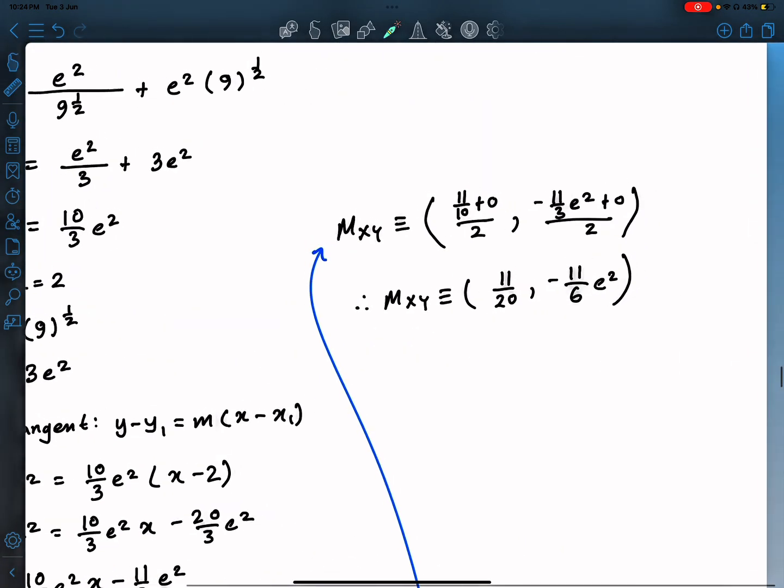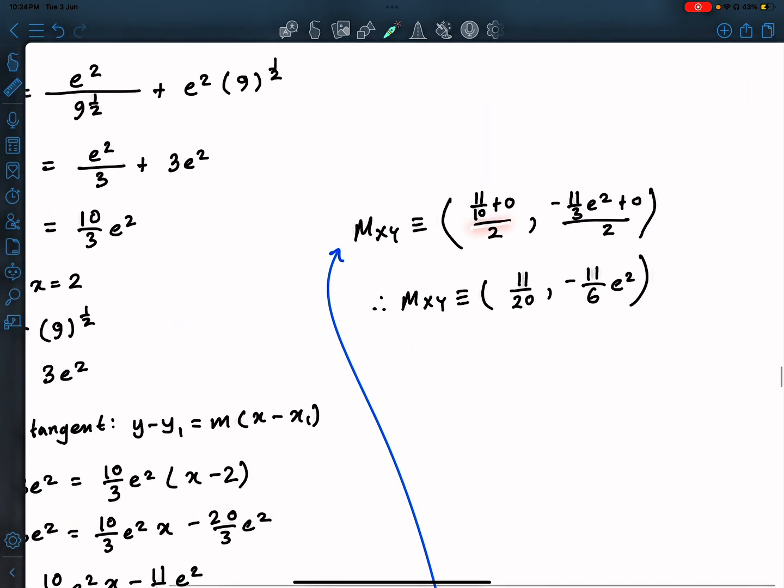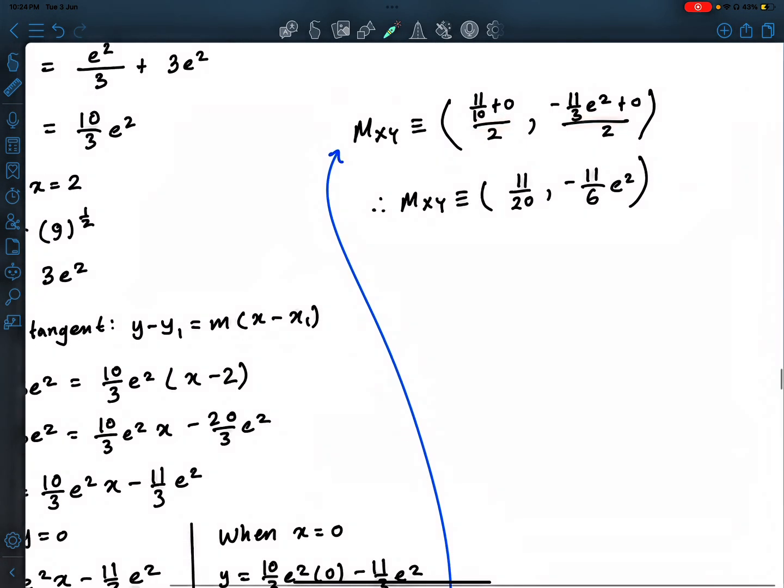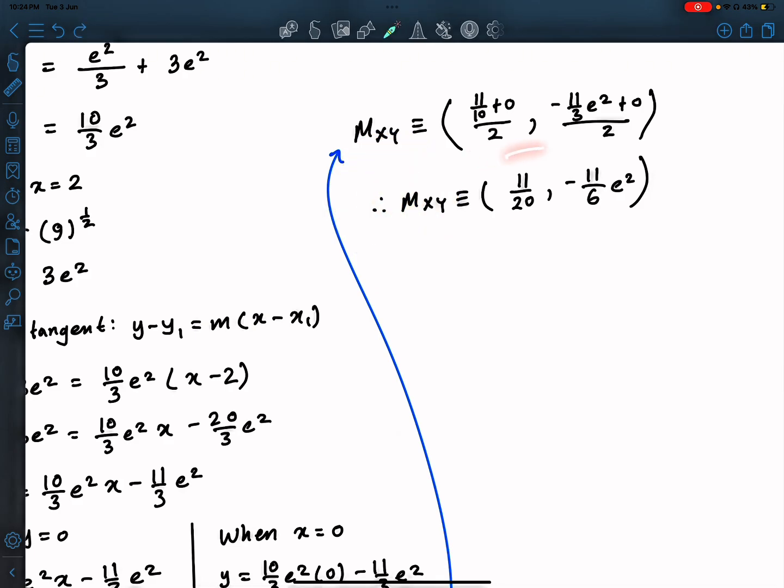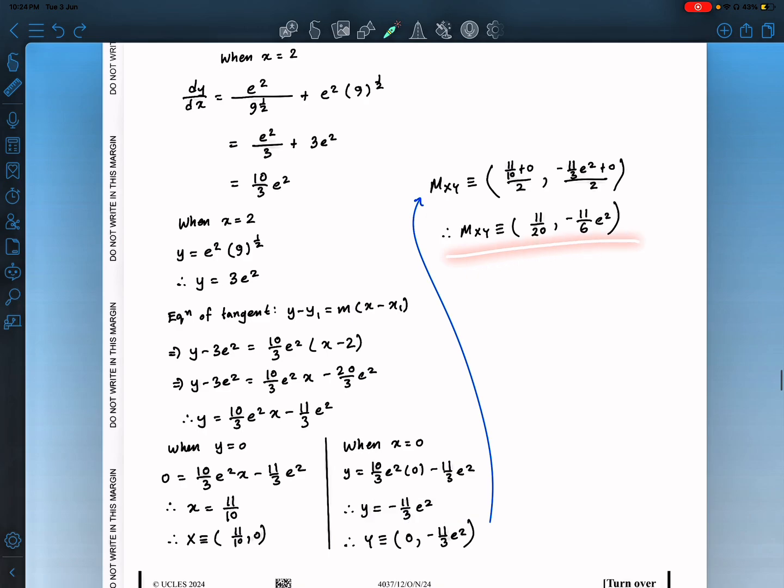The midpoint is simply given by the average of the 2 points. So we average these 2 points over here. So after averaging, we get the midpoint of XY to be 11 over 20, comma, minus 11 over 6 e squared. And that's it.